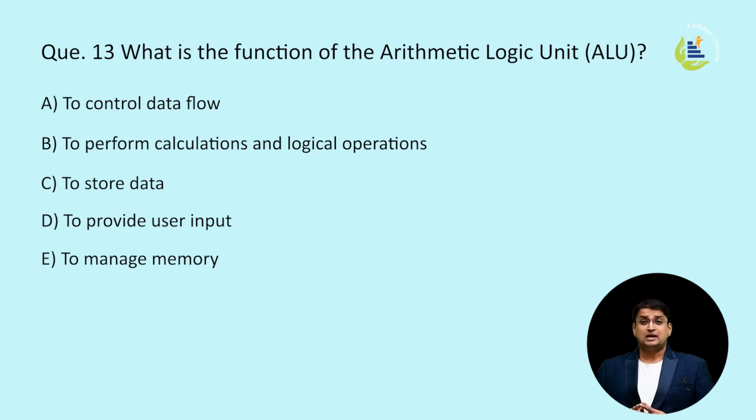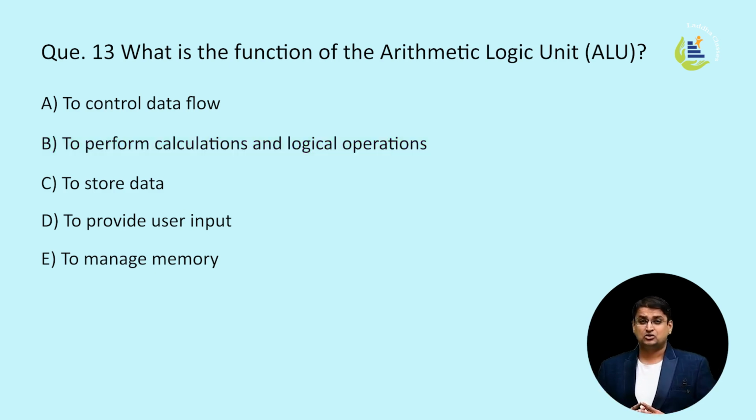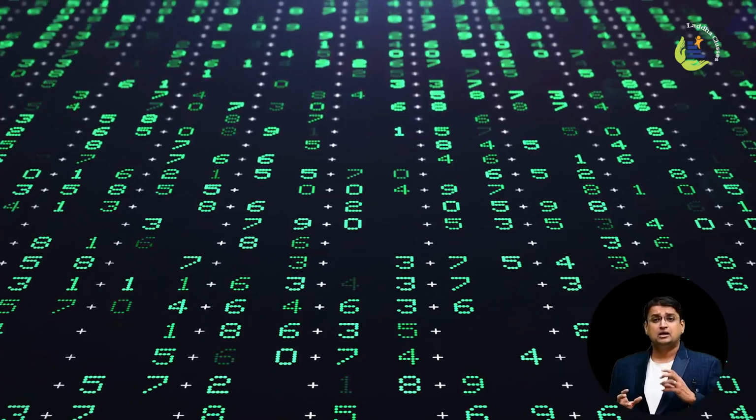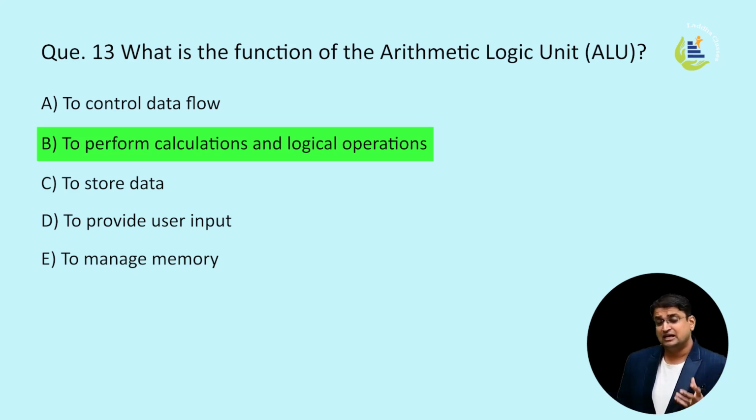Question 13. What is the function of the arithmetic logic unit? Options are to control data flow, to perform calculations and logical operations, to store data, to provide user input, to manage memory. Correct answer option is B, perform calculations and logical operations. Because the arithmetic logic unit is responsible for performing all arithmetic and logical operations in a computer. The arithmetic logic unit does not control data flow, store data, or provide user input.